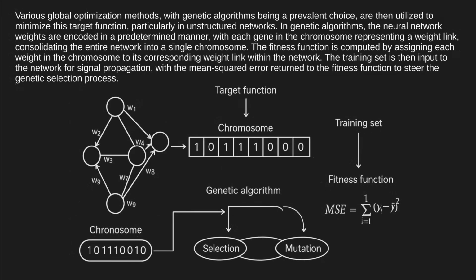Various global optimization methods, with genetic algorithms being a prevalent choice, are then utilized to minimize this target function, particularly in unstructured networks. In genetic algorithms, the neural network weights are encoded in a predetermined manner, with each gene in the chromosome representing a weight link, consolidating the entire network into a single chromosome. The fitness function is computed by assigning each weight in the chromosome to its corresponding weight link within the network. The training set is then input to the network for signal propagation, with the mean squared error returned to the fitness function to steer the genetic selection process.